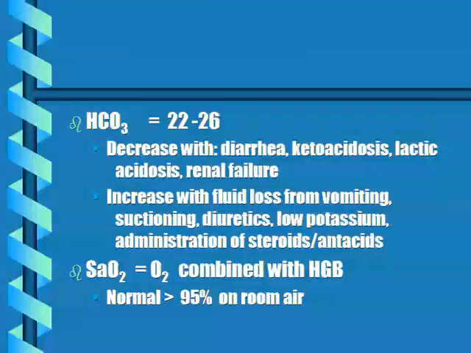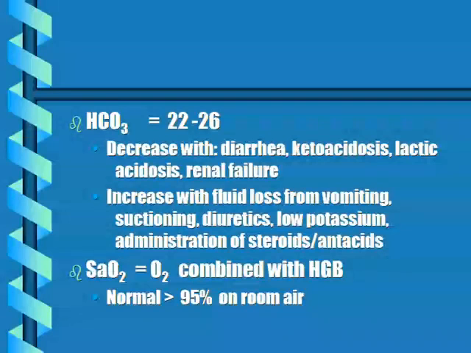Your anion gap is what looks at your electrolytes. And this can identify the cause of acidosis if you don't have blood gases. It'll show a sodium minus your chloride plus your bicarb. The normal is 8 to 16 milliequivalents per liter. This will increase with diabetic ketoacidosis, alcoholic ketoacidosis, lactic acidosis, renal failure, rhabdomyolysis, and toxins like aspirin and methanol.